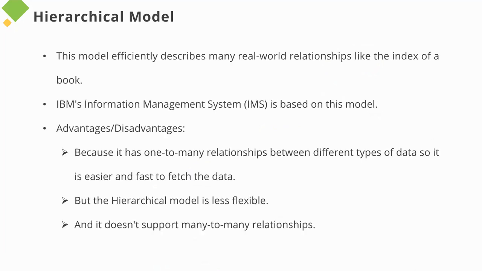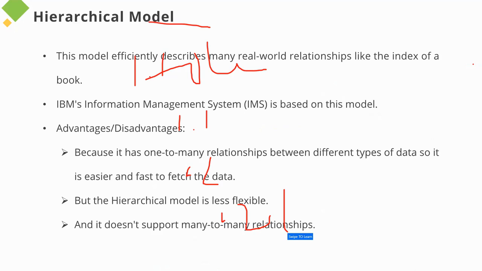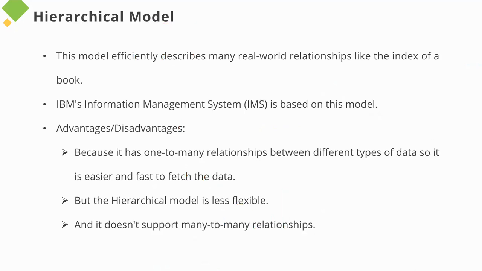The hierarchical model defines real world relationships like the index of a book, where you have the title with its sub contents. In the contents, there will be one title, and you have 1.1, 1.2, and in 1.2 you have 1.2.1. This is how the hierarchical model is described. IBM's Information Management System is used on this model.